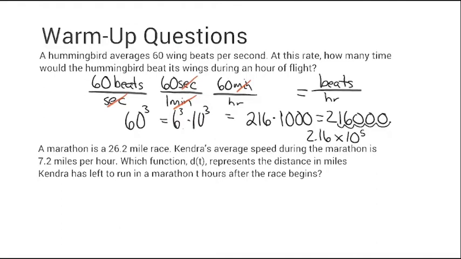Okay. And our next problem says a marathon is a 26.2 mile race. Kendra's average speed during the marathon is 7.2 miles per hour. Which function represents the distance in miles Kendra has left to run in a marathon t hours after the race begins? So the distance she has remaining is equal to the starting distance, which is going to be 26.2, minus how far she's run. And how far she's run is her rate times the time. Her rate is 7.2. And we are using t to represent time.